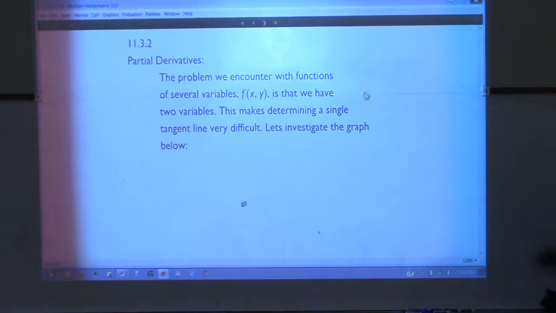The problem that we're going to encounter here with functions of several variables, like a function of two variables, is that we have two variables, first of all, right? This makes determining a single tangent line somewhat difficult. So what we're going to do is take a look at a graph here.